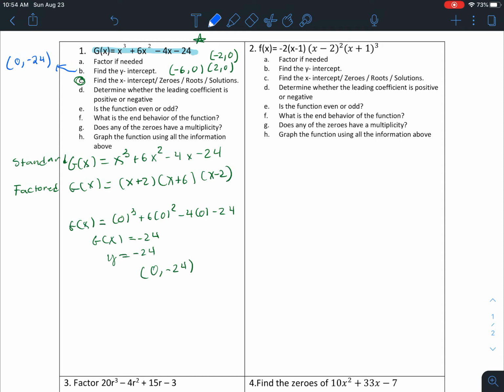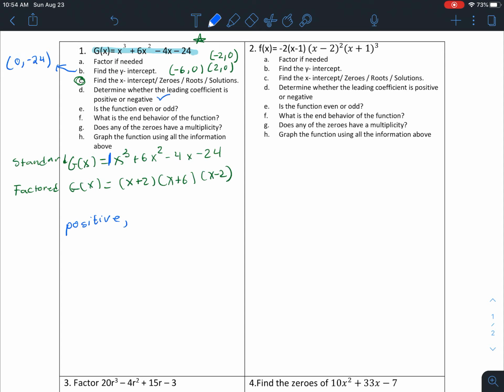Okay? So we have found our y-intercepts, we have our x-intercepts, we are getting closer to where we want to be. The next part is question D, determine whether the leading coefficient is positive or negative. So when you looked at it in standard form, the leading coefficient is a number in front, which I hope we can see here is a 1. So that means it is a positive leading coefficient. So we're done with D.